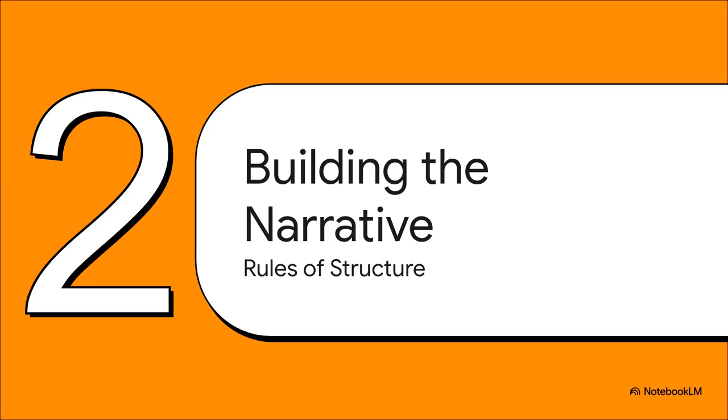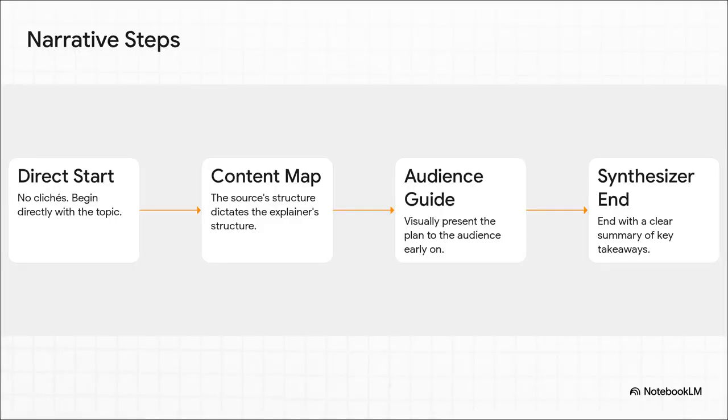This is where we lay out the unshakable rules of structure. This is the skeleton that holds everything together. We follow 4 steps that are pretty much non-negotiable for us. First, a direct start. No cliches, no "today we're going to dive deep into," we just get right to it. Second, the content map. This means the structure of our source material becomes the structure of our explainer. Third, the audience guide, which you already saw. And fourth, we always end with a synthesizer conclusion, just to lock in the main points.